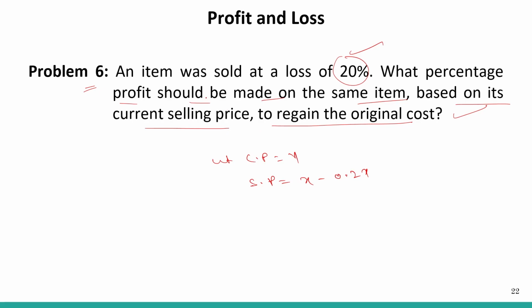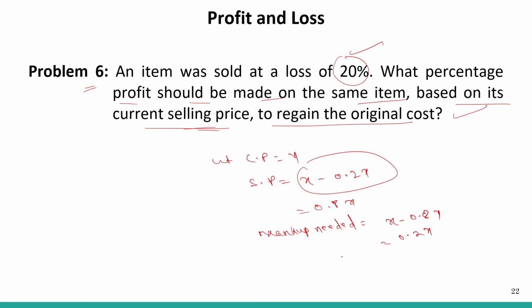So what percentage of profit should be made on the same item based on its current selling price? The current selling price is equal to 0.8x, to regain the original cost. So let markup be... So markup needed is equal to x minus 0.8x, which is equal to 0.2x. So 0.2x is what we need.